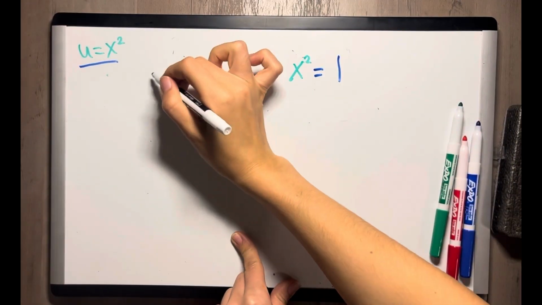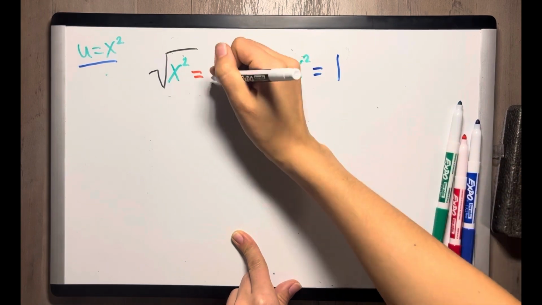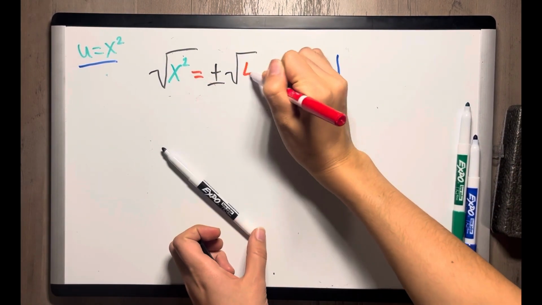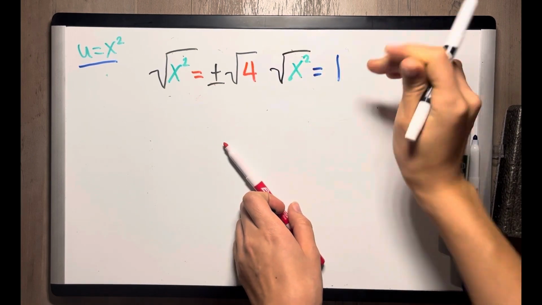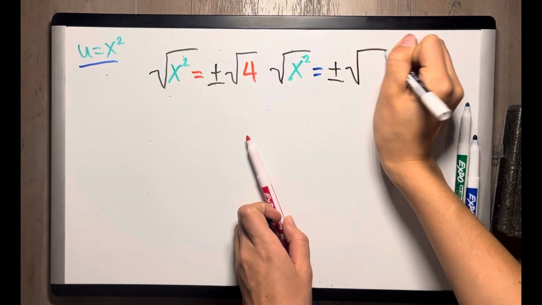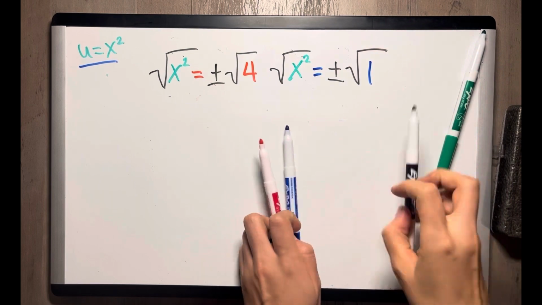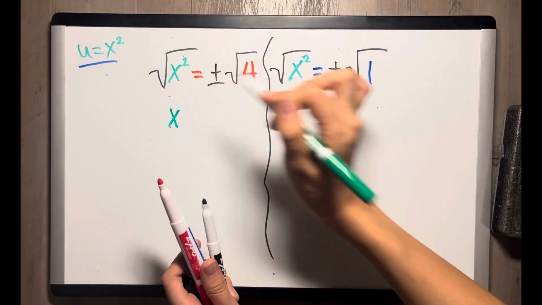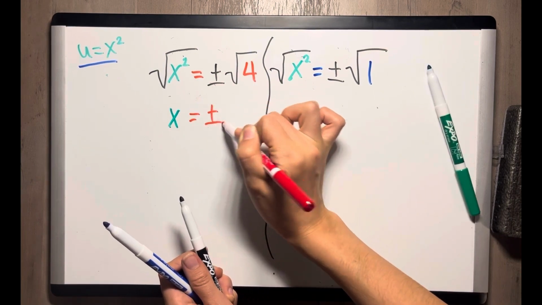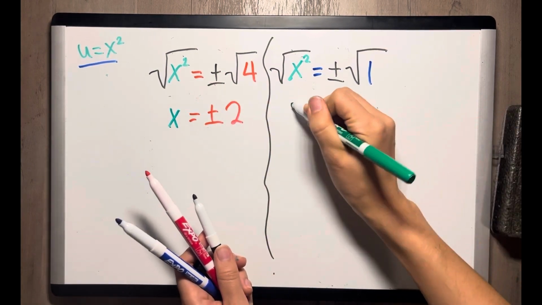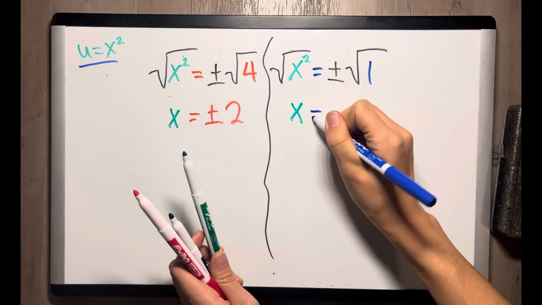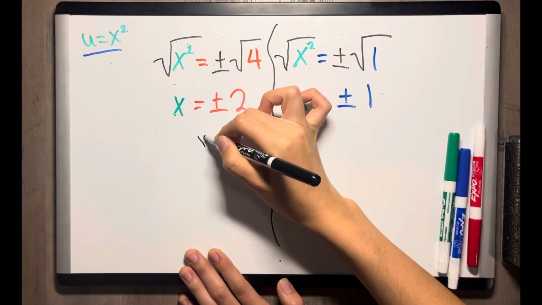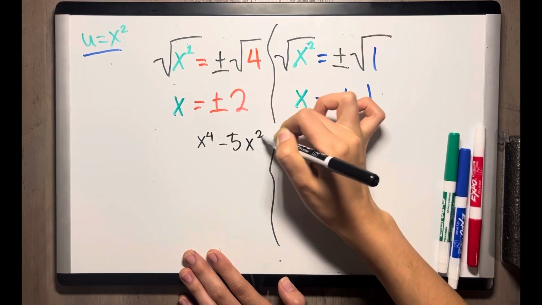To leave x by itself, let's take the square root of both sides. Remember to use the square root property. When simplified, x equals either positive or negative 2, or positive or negative 1. Check the proposed solutions by referring back to the original equation.